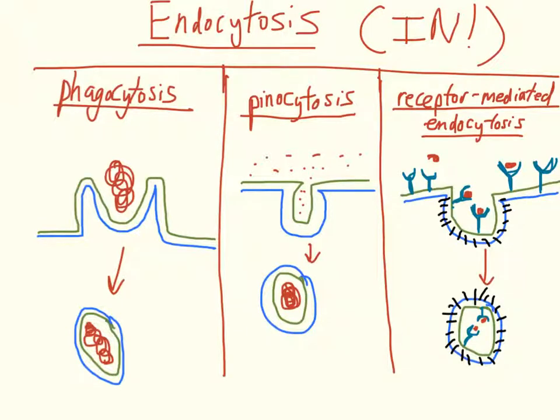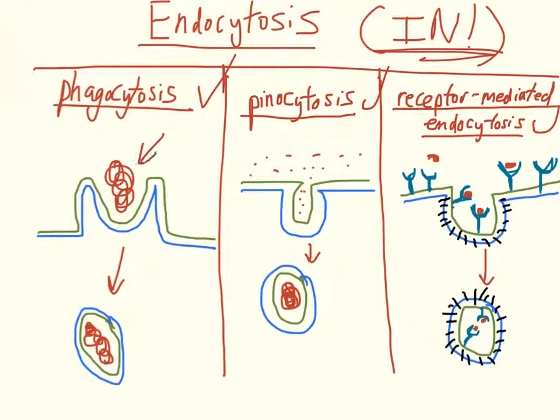So now let's talk about endocytosis. Remember that endocytosis is movement into the cell. Now there are three types that we'll be talking about today: phagocytosis, pinocytosis, and receptor-mediated endocytosis. Now phagocytosis is essentially cellular eating.